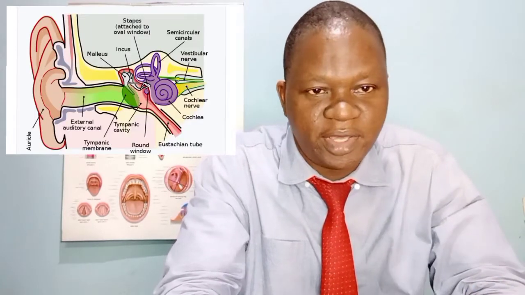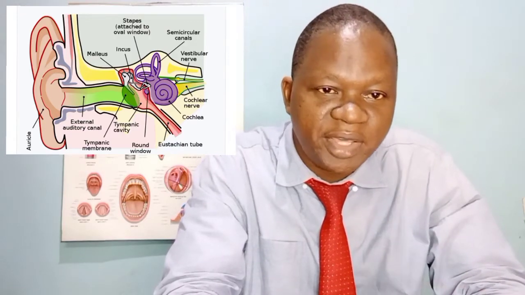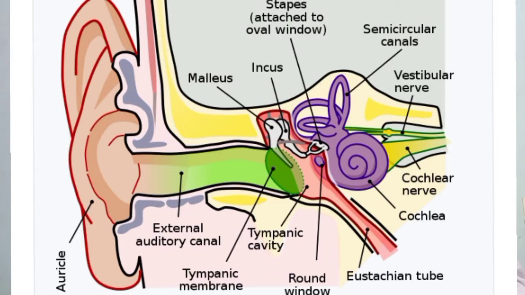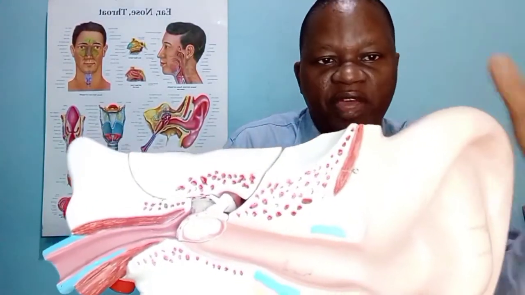Hello everyone, I welcome you to this biology class, and in this class I'm going to be discussing human hair. I'm going to be talking about the parts of the human hair and then the functions of the various parts of the human hair. I have here the model of the human hair, so I'm going to be using this model to talk about the different parts of the hair and the function of the different parts of the hair.